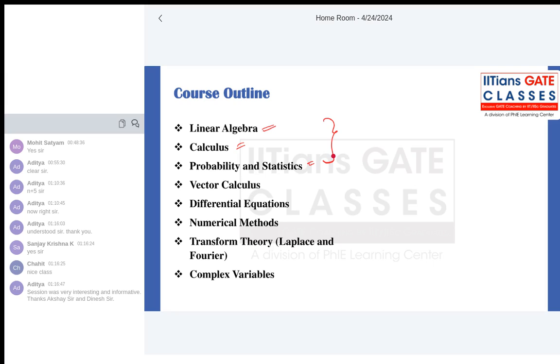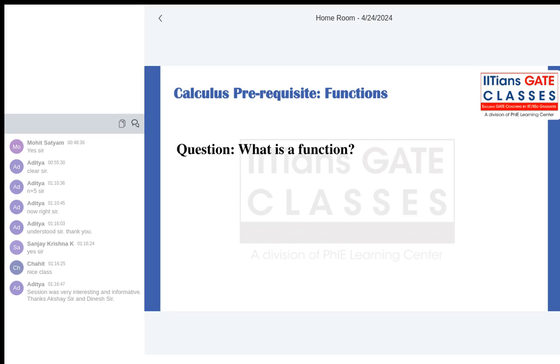So first three topics are of high importance, and other than that, there are vector calculus, differential equations, numerical methods, Laplace and Fourier transform, and complex variables. These are minor topics, but still they are also important, and we'll cover all of them starting from next Sunday. So moving on.